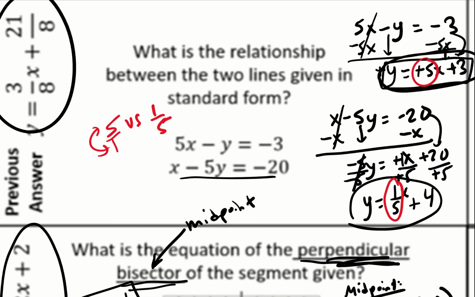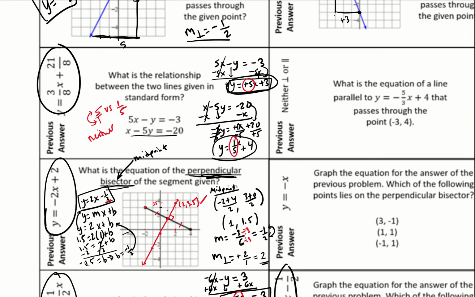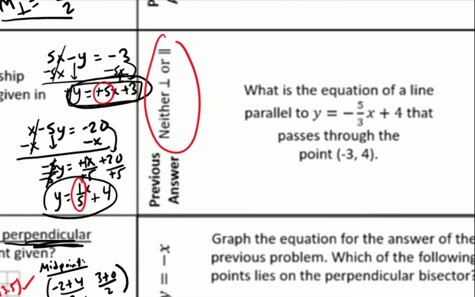So let's see here. In this case, they're not perpendicular and they're not parallel because parallel means that they have the same slope. This means that this is going to be neither. So we're going to find one that's neither parallel nor perpendicular, which is going to be this one. Okay, so let's see what we have so far. We still got a few problems left. So it's neither in this case.